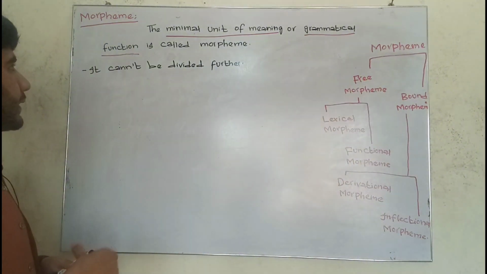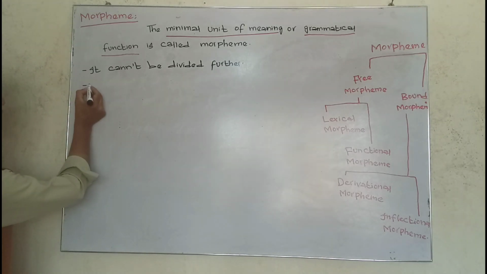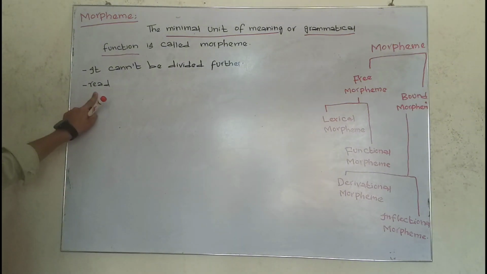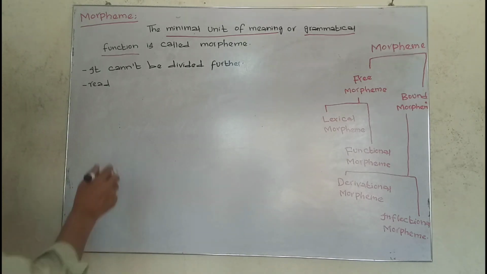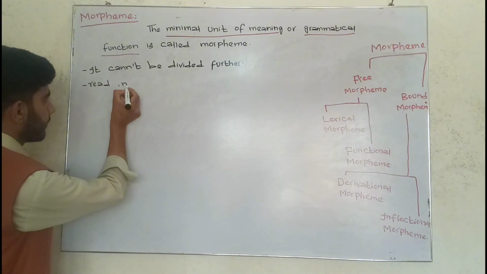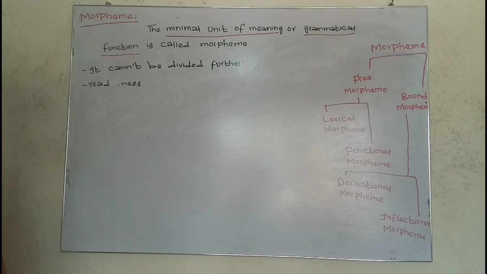If I give you an example of a morpheme, read. It is a free morpheme and it gives us meaning, but this one word is not divided further. If I give you another example, of a bound morpheme, ness. This is an example of a bound morpheme. It is also not divided further.